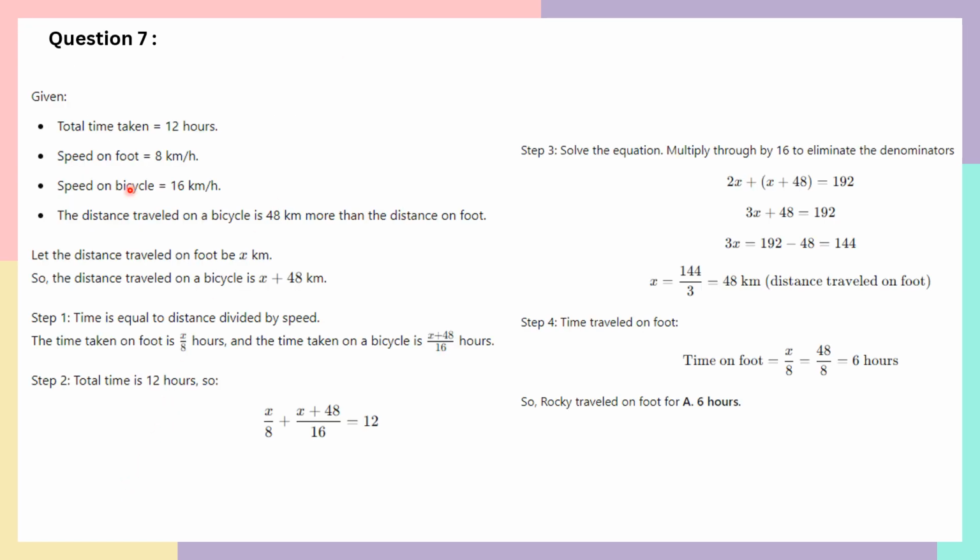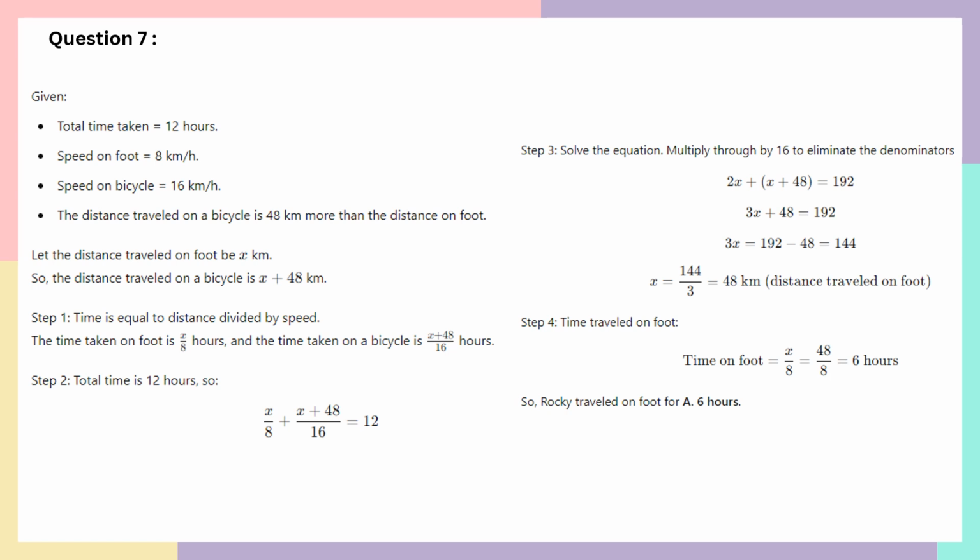Now let's see. Given that total time taken is equal to 12 hours, speed on foot is 8 km per hour and the speed on the bicycle is 16 km per hour. The distance traveled on a bicycle is 48 km more than the distance on foot. Okay, so let the distance traveled on foot be x kilometers and the distance traveled on bicycle be x plus 48 kilometers.